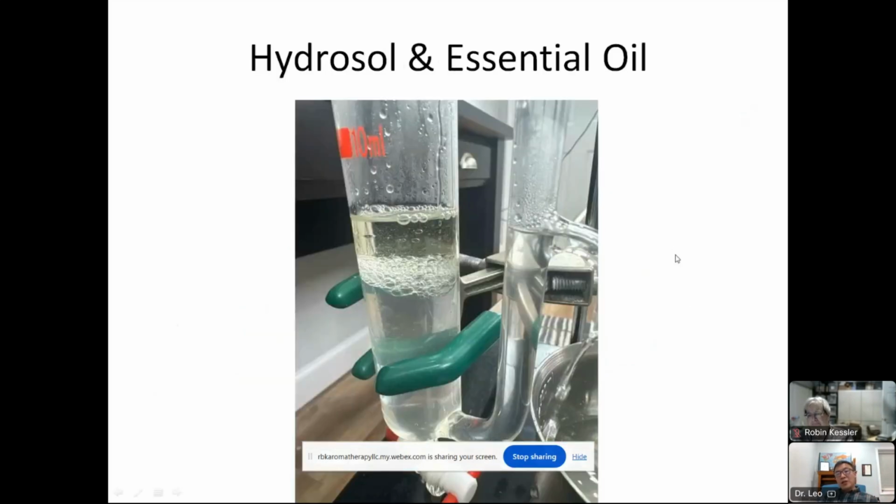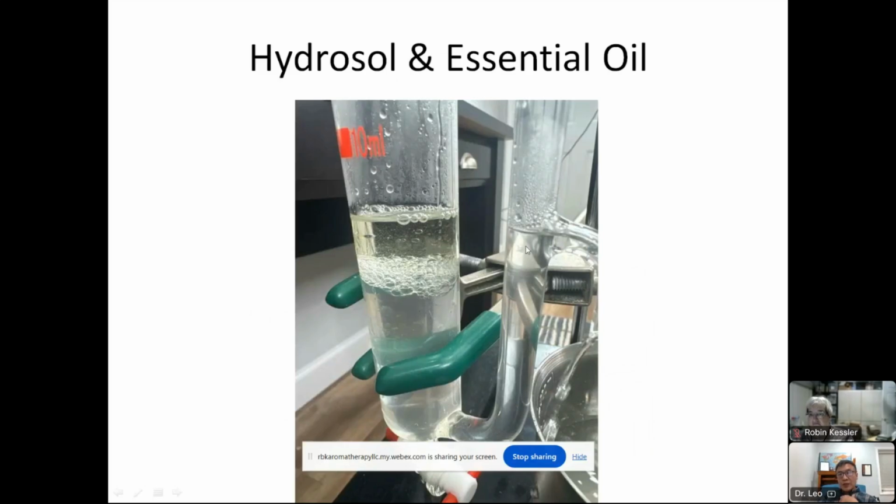So that's the picture I showed you in the beginning. You can see when you are collecting the distillate, this one is lavender. You can see the lavender essential oil floating on top. The hydrosol is here.